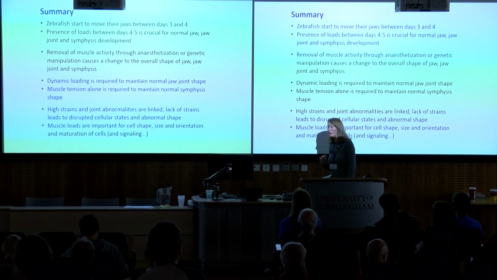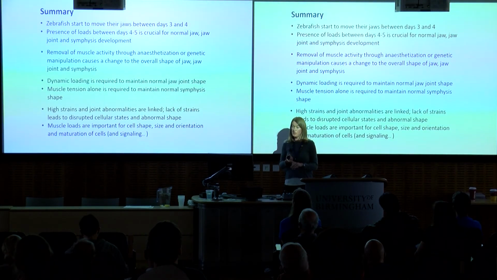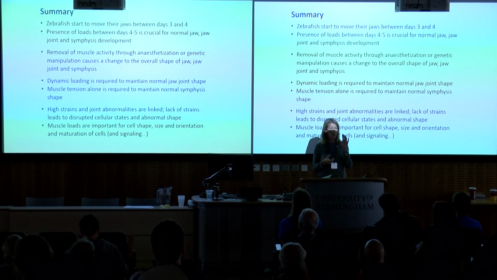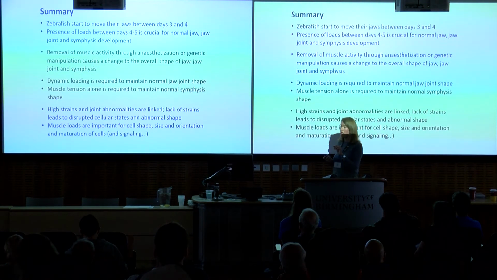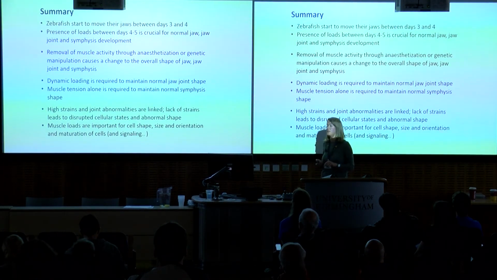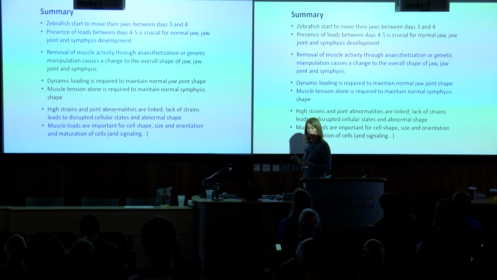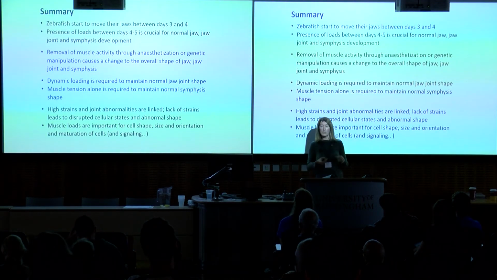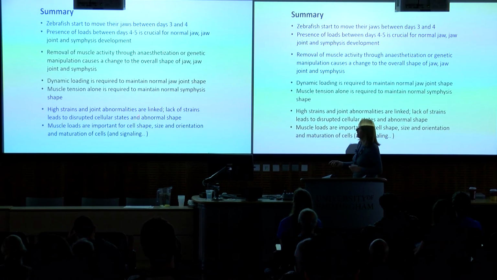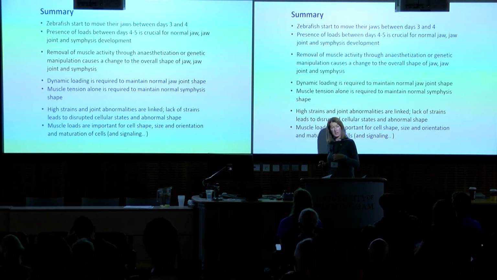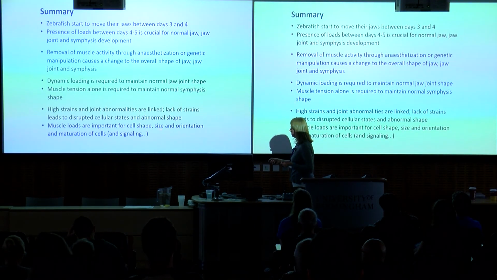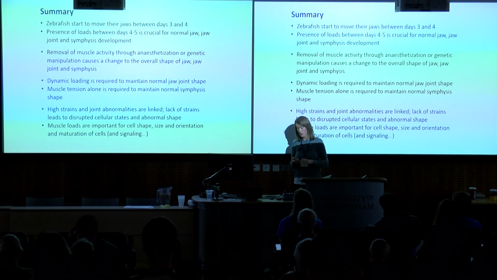To wrap up, what we found is that the zebrafish start to move their jaws between day 3 and 4, but it's the loading between days 4 and 5 which is really important for normal jaw, jaw joint, and symphysis development. If you remove those muscles, then the shape and the morphology is altered. You need different types of loading: dynamic loading to maintain a normal jaw and jaw joint shape, but just any kind of muscle loads to maintain a normal symphysis. These high strains and joint abnormalities are linked, and they may be linked to things like cellular states, so cell size and orientation, and the maturation of cells as well.